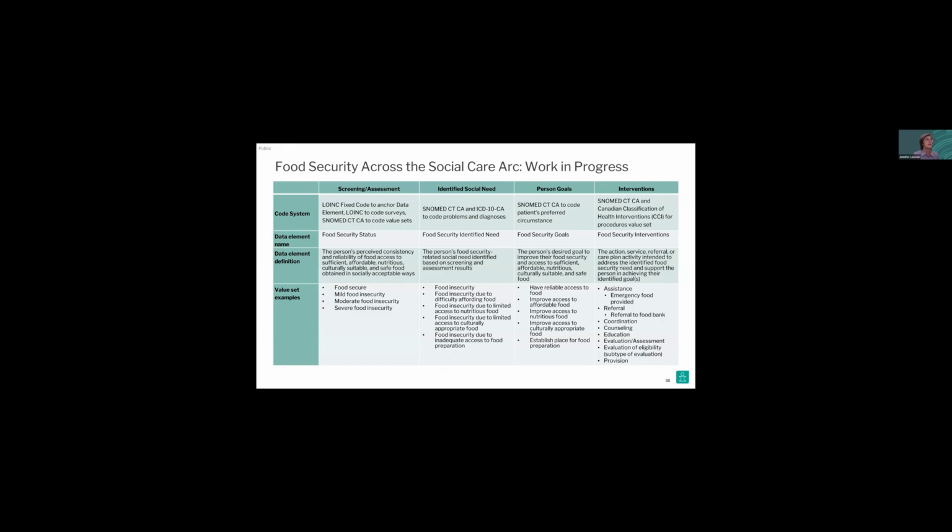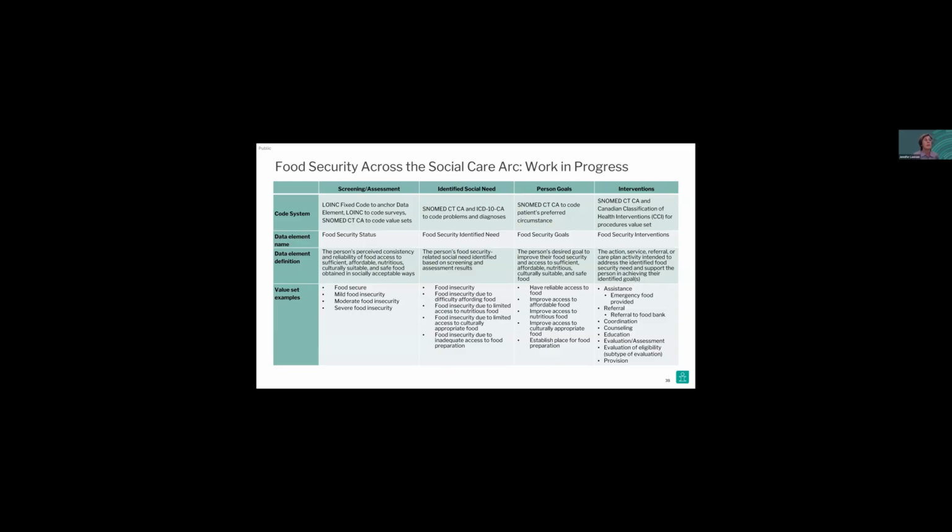In screening and assessment, a LOINC fixed code can be used for anchoring the data element and for coding validated surveys. SNOMED CT would most likely be applied for the value sets. And as mentioned, the potential adoption of the AUCDI value set shown here in the value set examples is in current discussion. Moving on to the identified social needs, SNOMED CT-CA value sets could define more specific types of food insecurity, for example, related to difficulty affording food or having limited access to culturally sensitive or appropriate food.